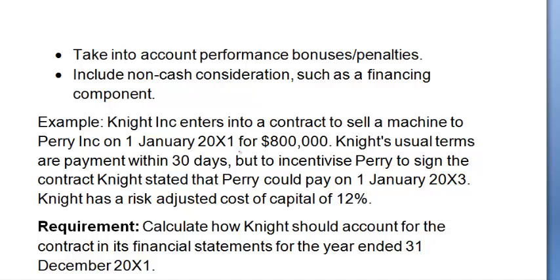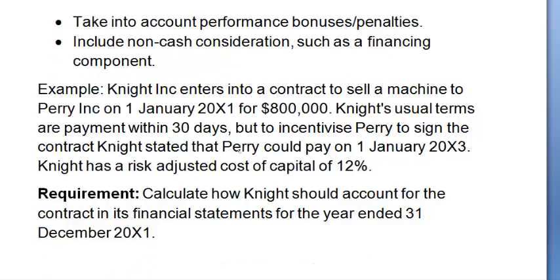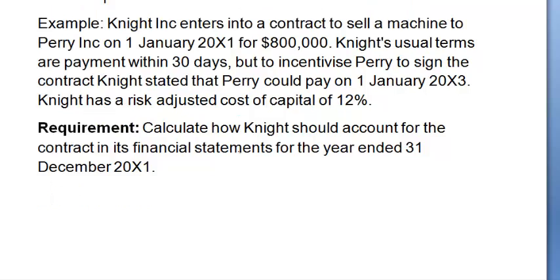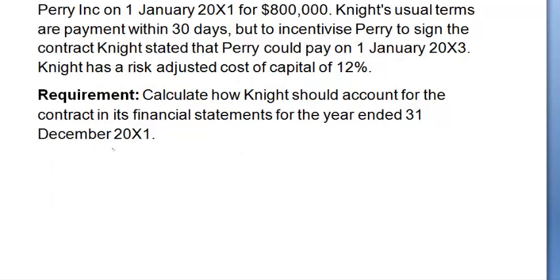And we should also take into account financing elements. So here, Knight is selling a machine to Perry for $800,000. We'd normally expect to be paid within 30 days, but what we've done is that we've said to Perry, you can pay us in 2 years' time. So here we're looking at the impact of financial assets and financial transactions. What would we do here?